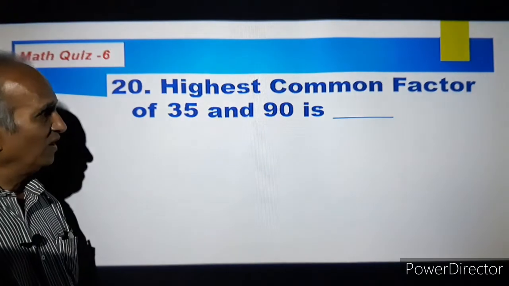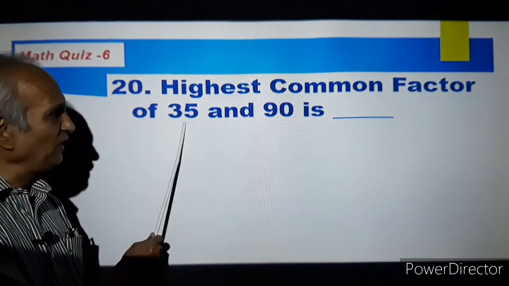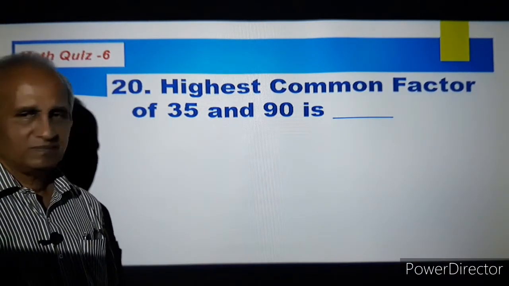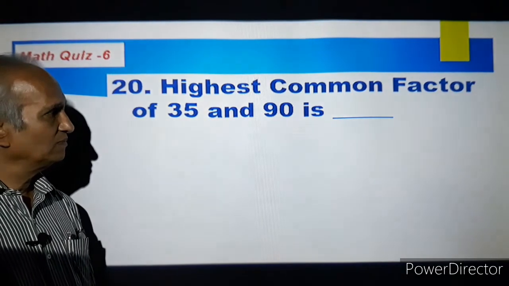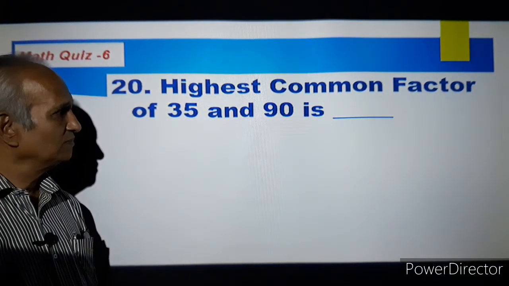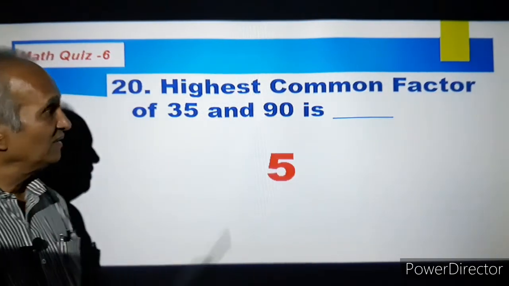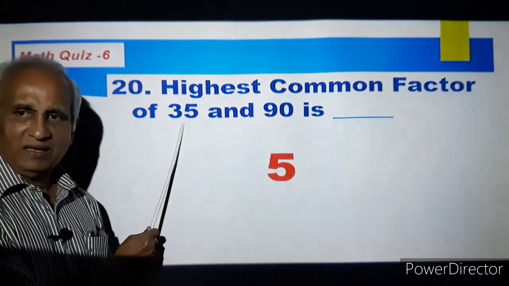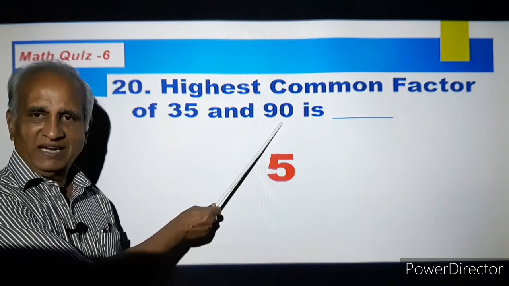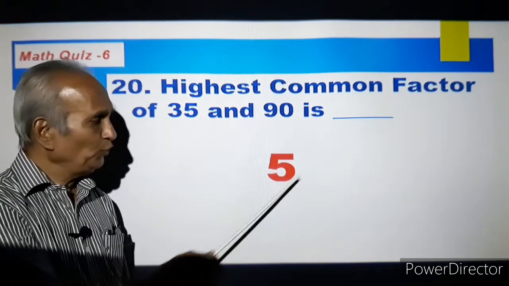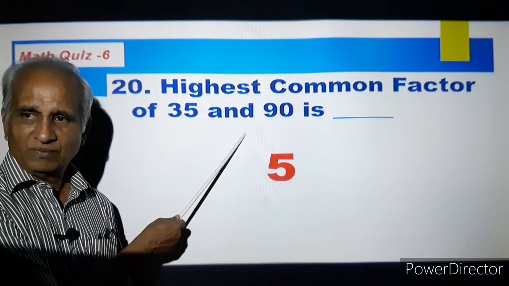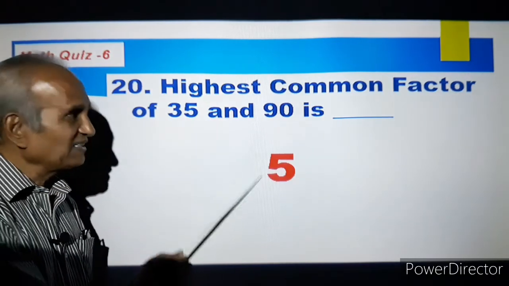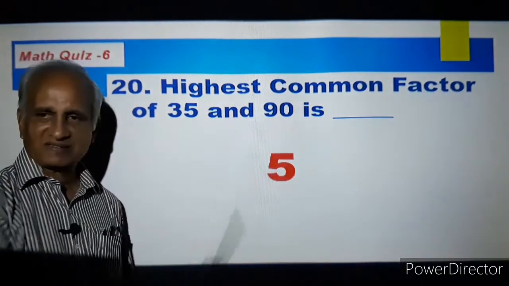Last question. Highest common factor of 35 and 90 is... Highest common factor is HCF. It is 5. 5 sevens are 35, 5 eighteens are 90. You don't have a higher number which divides both 35 and 90. This is the highest common factor of these two numbers.